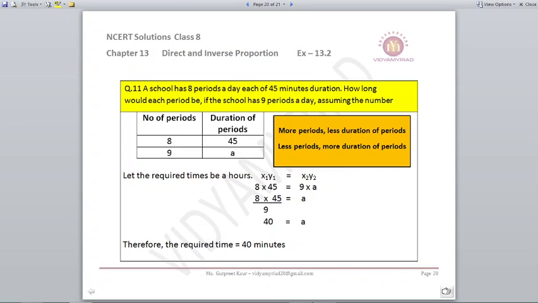So what will the duration of a period be? Let us find out. We will just multiply. 8 into 45 is equal to 9 into A, which comes out to be 40. So that means if I increase my periods from 8 to 9, the duration of the period will be 40 minutes. Earlier it was 45 minutes, now it will be 40 minutes.